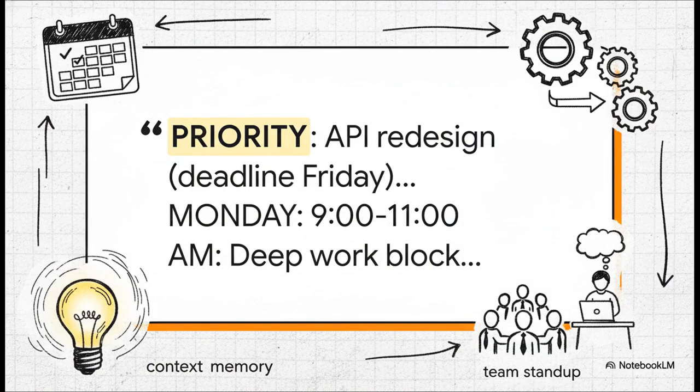But check this out. Our personal assistant knows your number one priority is that API redesign. It knows you like to do deep, focused work in the mornings, and it already has your team's stand-up blocked off on the calendar. Now this is a plan you can actually use. It's built around you. That's the power of that user context and memory.